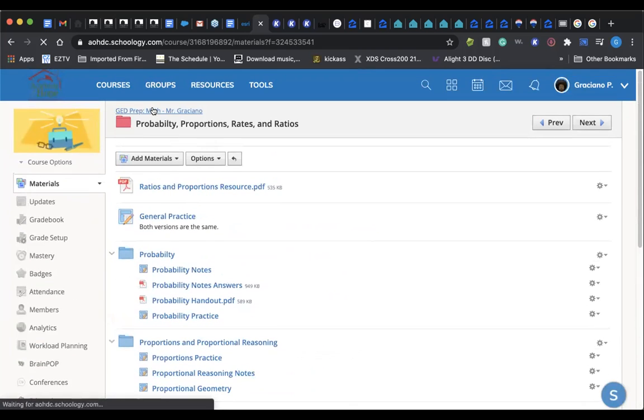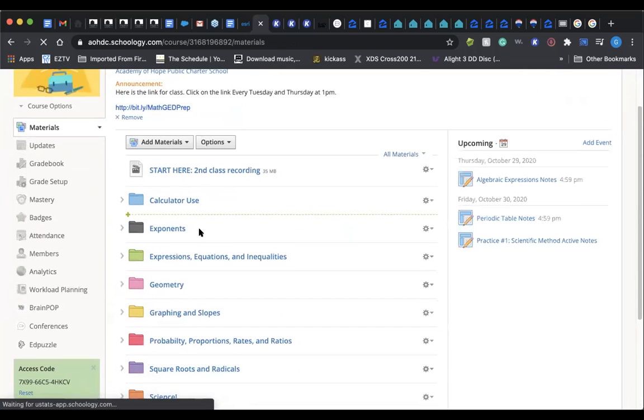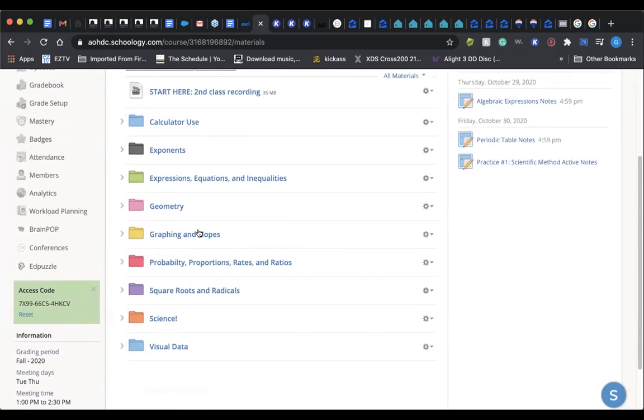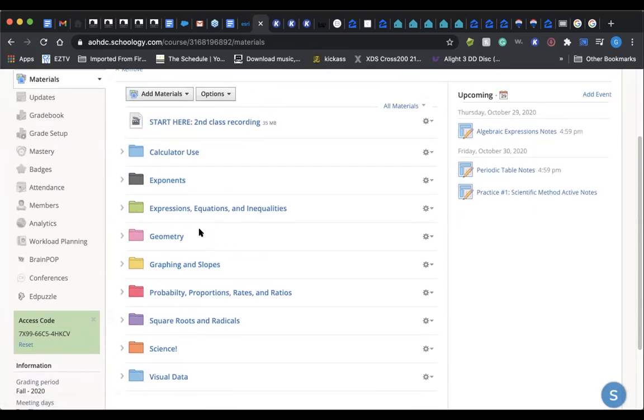Again, there's a bunch of other things in here as well, right? From exponents, other kinds of geometry and square roots. So if there's something that you want to go over, you might find it in here as well if you can't find it in Khan Academy.